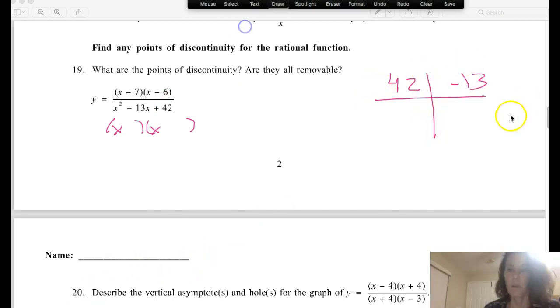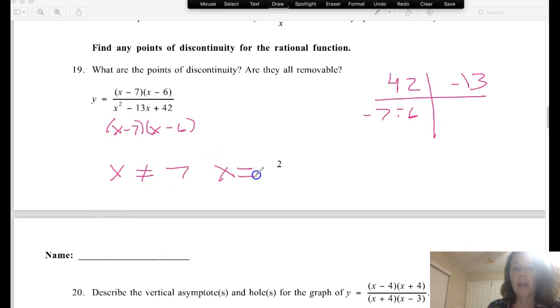And let's see, 42 is 7 times 6. And 7 plus 6 will give me 13. I want negative. So if I go negative, negative, I get a positive, and negative plus a negative. So let's go x minus 6, x minus 7. It doesn't matter. So this factors into this. So what I can see right away is my denominator, x cannot equal 7. And x cannot equal 6.